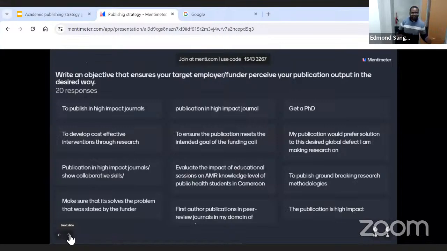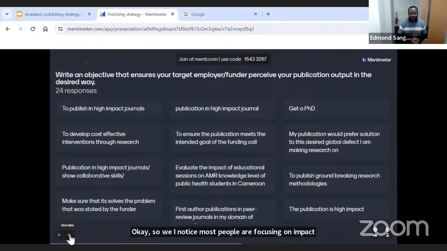Okay, so I noticed most people are focusing on impact factor, then another person is said to develop cost-effective interventions through research that is more societal. Now, the question is, when you are looking at impact factor, do funders and employers value the impact factor of a journal that you're publishing in?